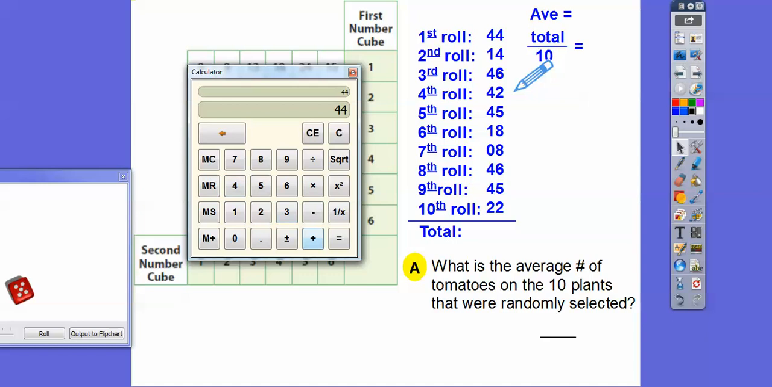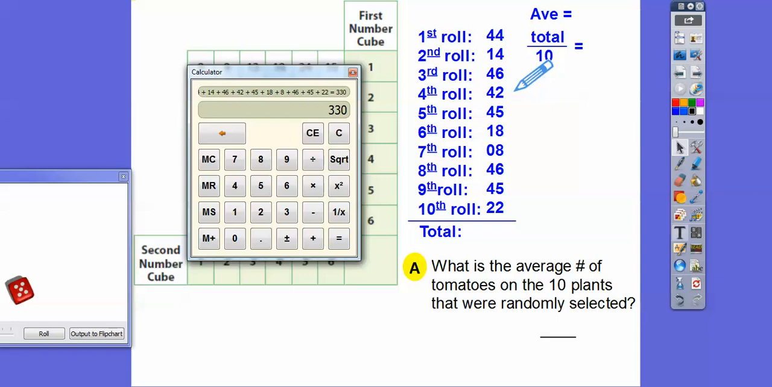So, 44 plus, I'm just starting at the top, 14 plus 46 plus 42 plus 45 and 18 plus 18, 8, 46, 45, and finally 22. Okay, so those add up to 330.